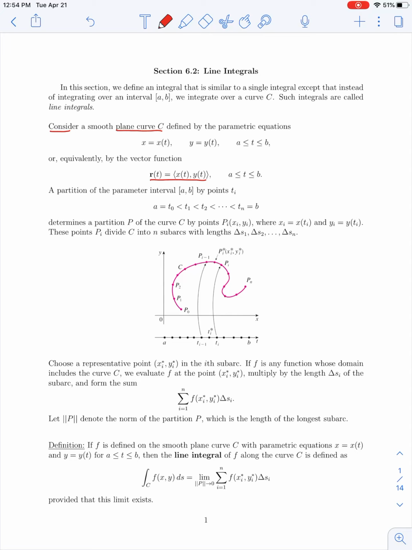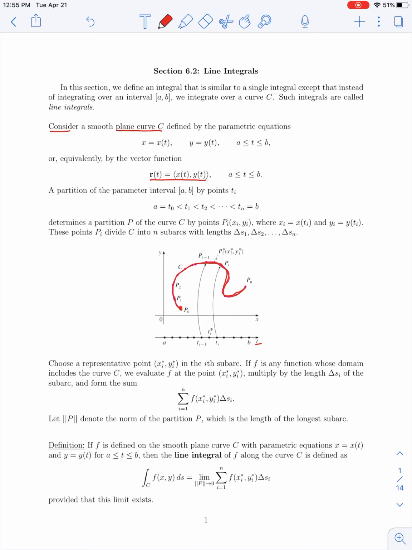As we move through this definition, let me keep track of what we're doing geometrically in our figure below. So if we have a parameter interval for t from a to b, we can use these parametric equations, x is x of t and y is y of t, to define the points along some curve C, which lies in the plane. So for a plane curve, we have just parametric equations for x and y of t.